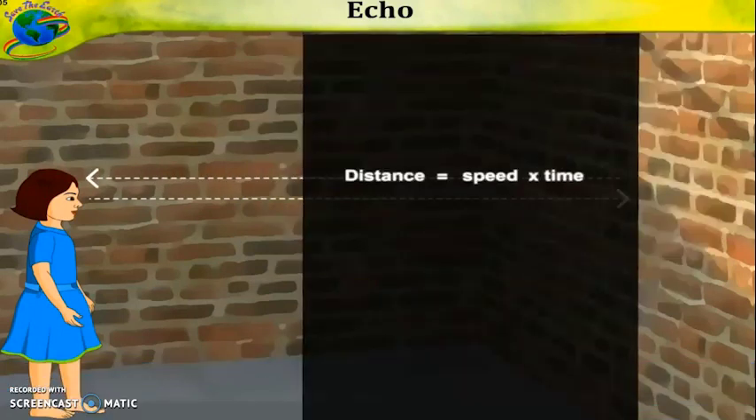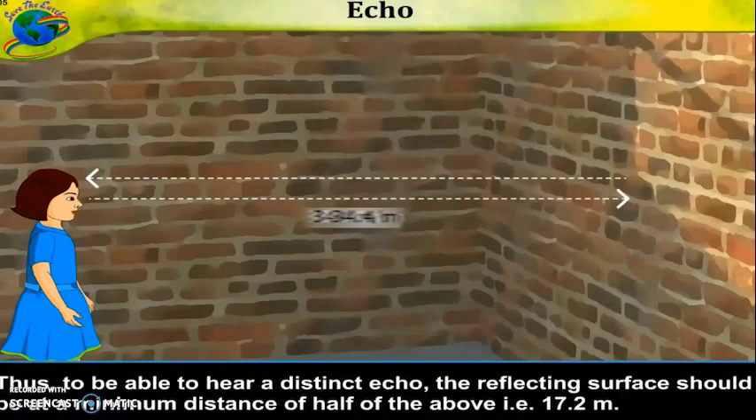Distance is equal to speed into time. That is equal to 344 meter per second into 0.1 second. That is equal to 34.4 meters. Thus, to be able to hear a distinct echo, the reflecting surface should be at a minimum distance of half of the value, half of 34.4 meters, which is equal to 17.2 meters.